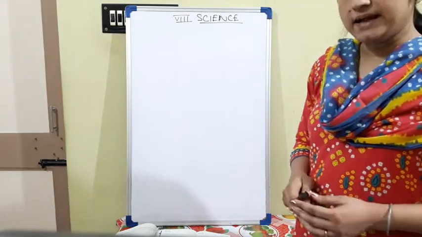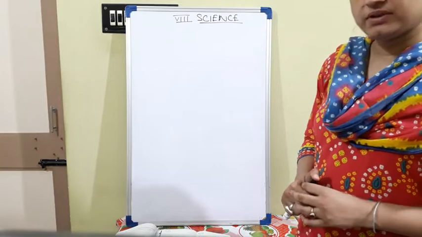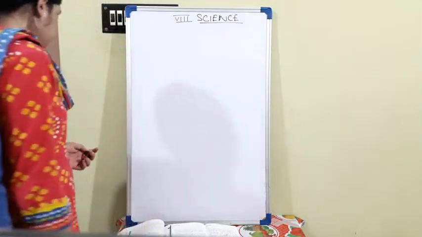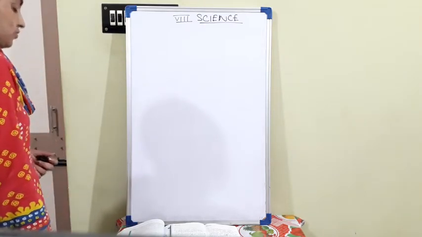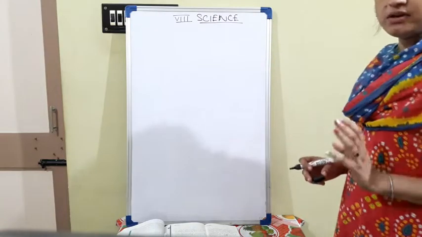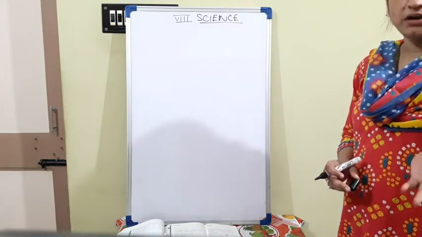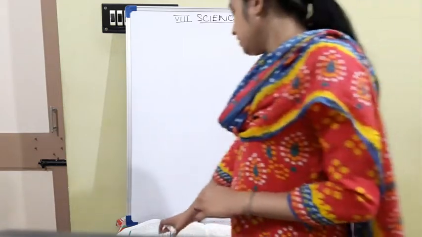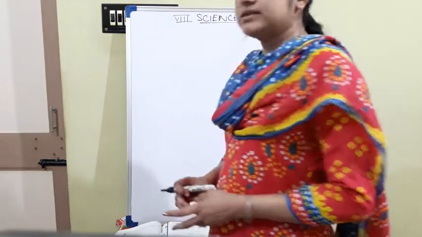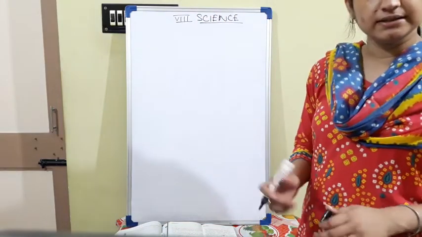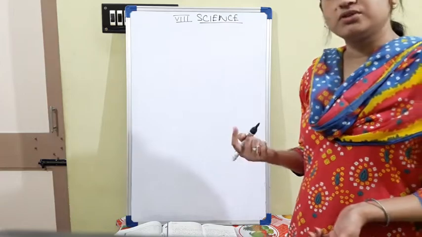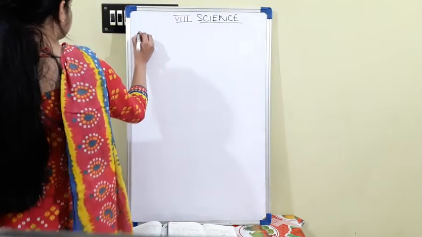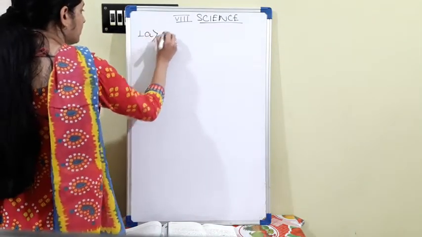Exercise of cell chapter. Okay, so let's start from the first question. First one, indicate whether the following statements are true or false. You have to indicate, there are some statements given, so you just confirm which one is true and which one is false. First one, unicellular organisms have one cell body. Obviously unicellular organism means uni means one, so unicellular organisms have one cell body. Okay, so number one is true.